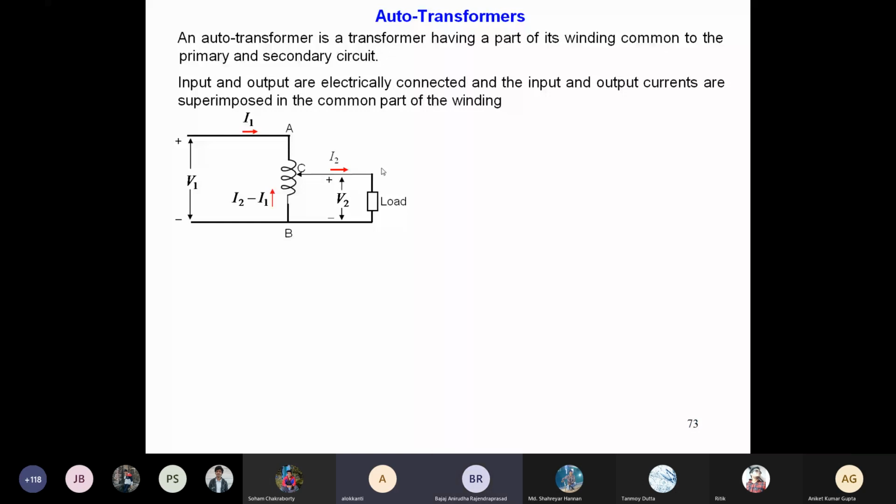So in this auto transformer, V2 can be greater than V1? It can be possible. We will actually do one example of that type. I found one example and I put it in the slide. It will be maybe in the 2 slides side.